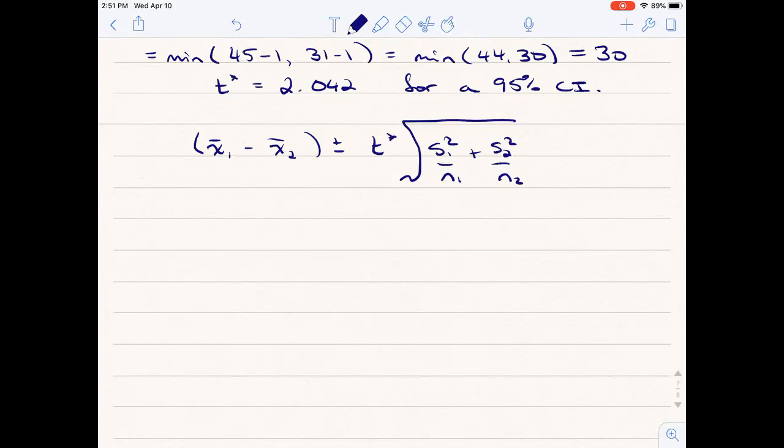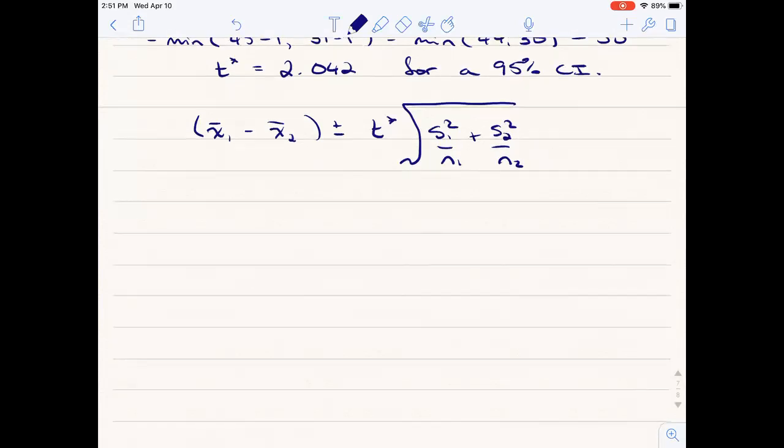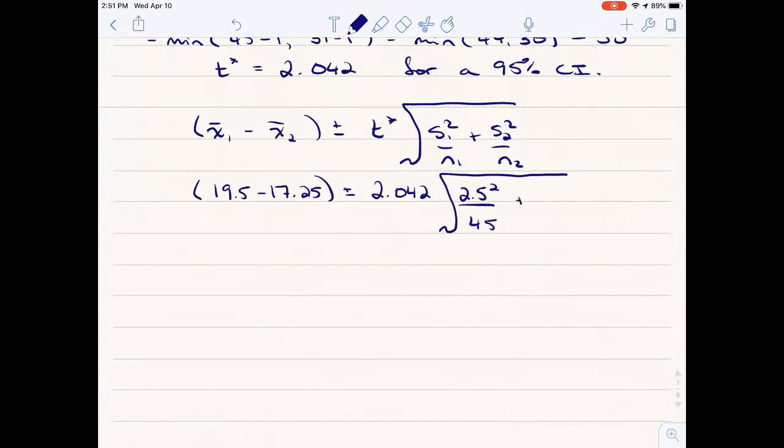So then we're going to have x1 bar is 19.5 minus 17.25 plus minus t star, which is 2.042, times the square root of 2.5 squared over 45 plus 3.5 squared over 31.